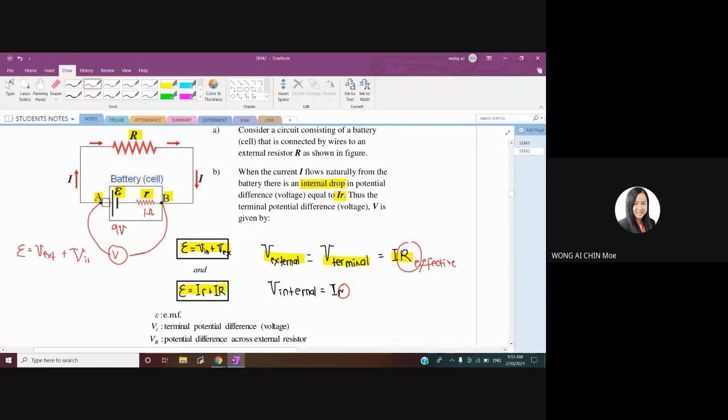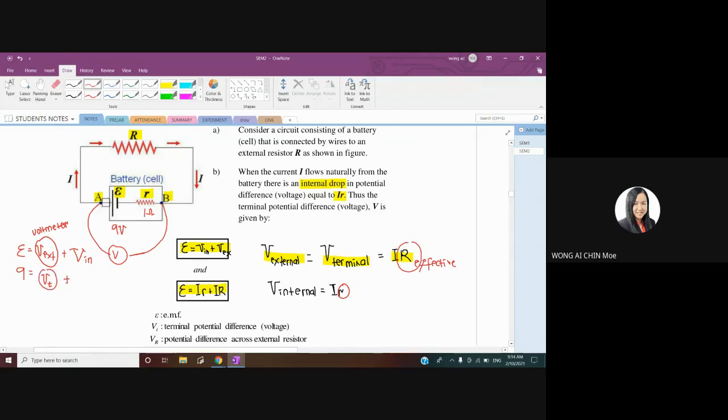So this 9 volt is the energy provided by the source, by the battery. And V external is the value that we want to measure by using a voltmeter. We want to find what is the value that will appear on our voltmeter. We don't know, so we write V external, or you can write V terminal, or EXT. We are referring to the same thing.